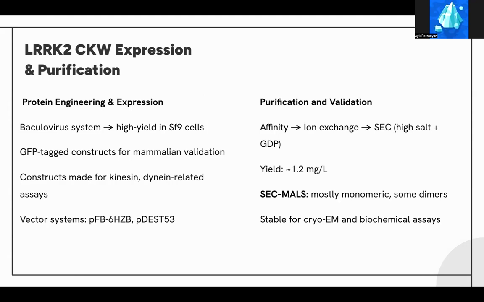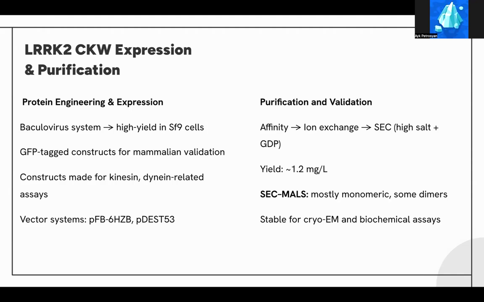Next, LRRK2 RCKW was purified through a multi-step protocol. Initially, the protein carried an N-terminal histidine 6Z tag for affinity purification, which could be cleaved using the TEV protease. The Sf9 cell lysates were processed using Ni-NTA affinity chromatography, followed by SP Sepharose ion exchange. After tag cleavage, a second purification round ensured removal of contaminants.